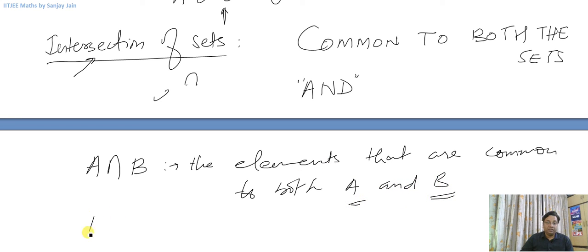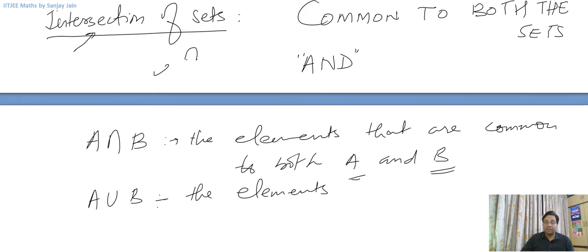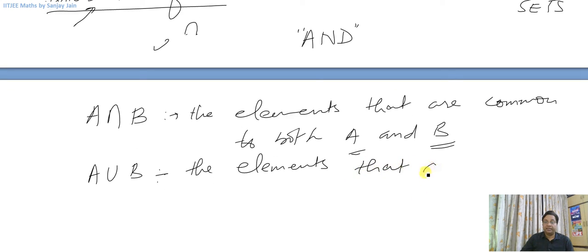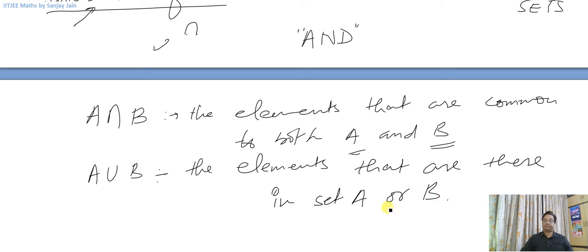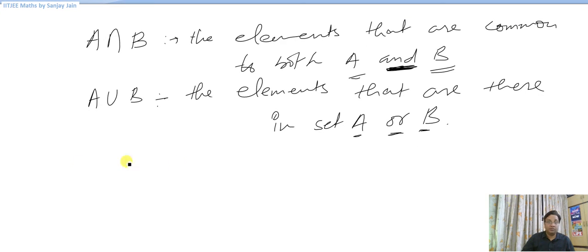And what did my union operation give me? This comparison is necessary, so that you know the difference. The elements that are there in set A or B. Now this "and" means that we will need only the common elements, and this "or" means we will take the common elements as well as the other elements that are there in A or B. So let me apply both the operations on these sets.